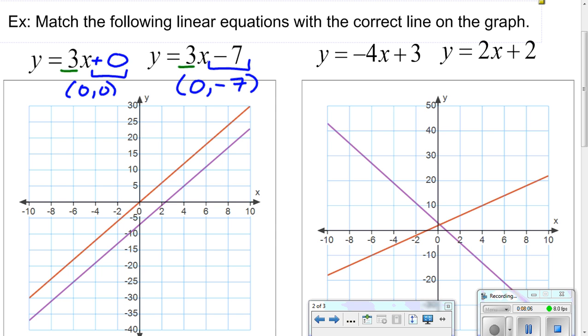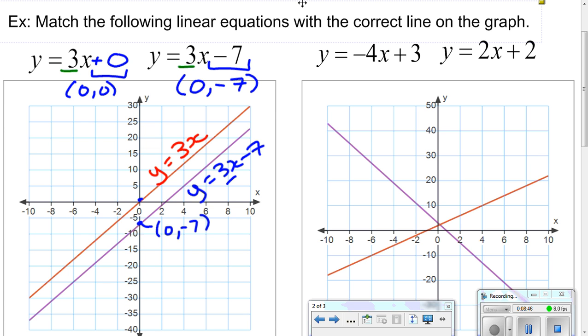Okay, so we go to the graph now and look at where the graphs cross the y-intercept, or where they cross the y-axis. And we notice that the first graph, the red graph, crosses at the point 0, 0. So that means this is the line y equals 3x plus 0, or y equals 3x. So that means the blue line that crosses at negative 7 is the equation y equals 3x minus 7. And if it has a multiplier of 3, that means it's going up 3 over 1, up 3 over 1. And both of them are doing this, okay?